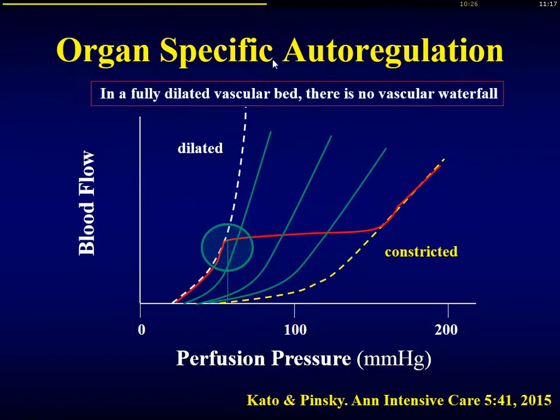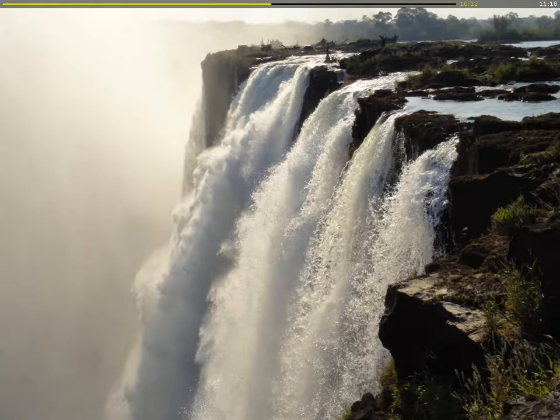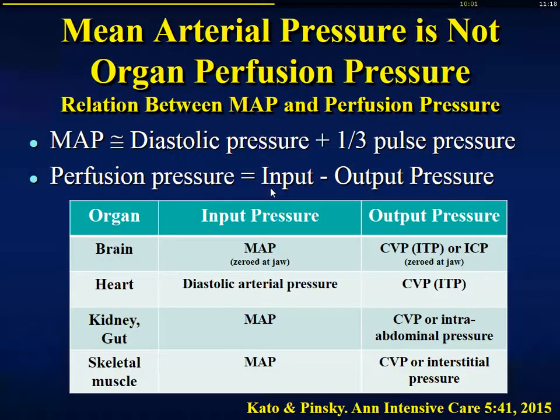Interestingly, in a fully dilated vascular bed, there is no vascular waterfall or resistance to flow. The downstream pressure really is tissue pressure or CVP because you're totally dilated, as it is in the coronaries under normal conditions. So you're actually in a true vascular waterfall where the only thing determining the pressure is the upstream pressure minus the pressure here, because it doesn't matter how far it's going to go after that.